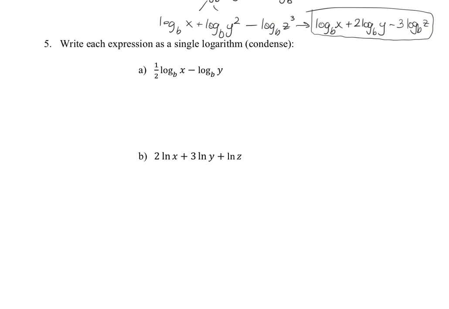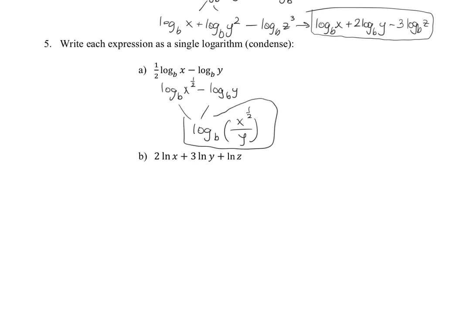For question number 5, now we're going in the opposite direction. We're going to condense into a single logarithm. So I notice this one has an exponent, or a coefficient that needs to be moved back up as an exponent. So log base b of x to the 1/2. Now when we condense, because this is a minus sign, we're going to use the quotient rule. Quotient means fraction, so log base b, now we're going to form a quotient. X to the 1/2 is in the numerator, and y is in the denominator.